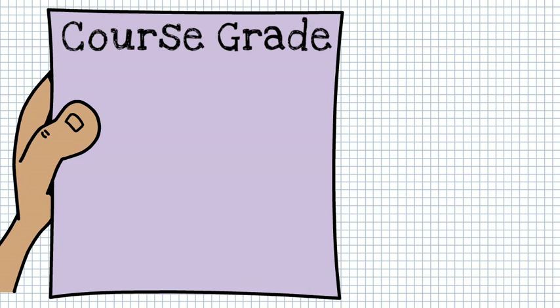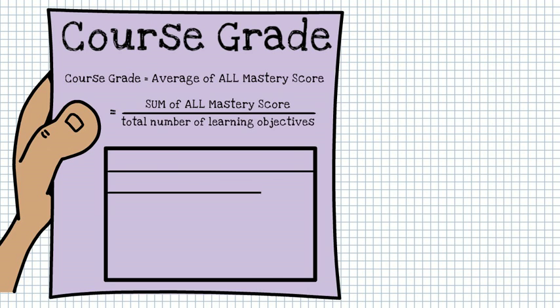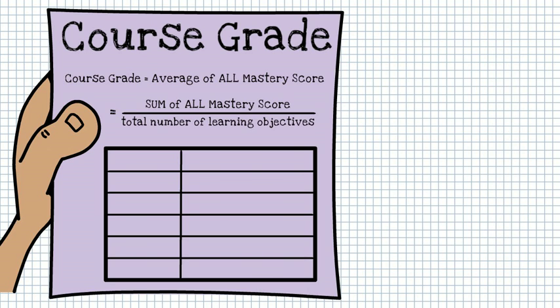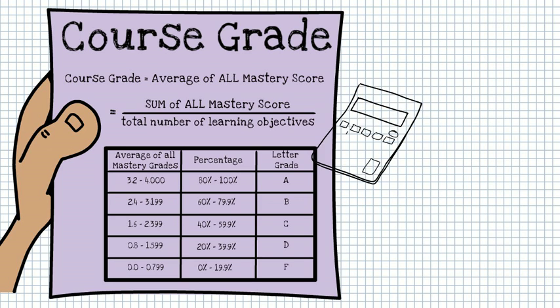Your course grade is determined by taking the average of all learning objective mastery scores. If the course has 30 learning objectives, then add up all 30 learning objective mastery scores and then divide by the total number of learning objectives, which, in this example, is 30. Canvas only works in percentages, so here we have the breakdown of the scoring on the 4-point scale and the percentages that match each letter grade. For more information on this, see the video titled Benefits of Standard-Based Grading.